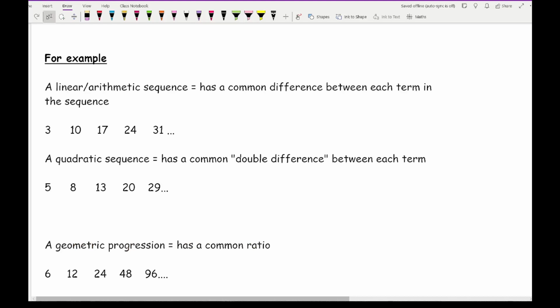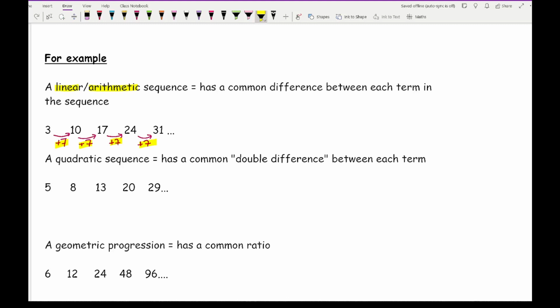So now let's emphasize that point. Here we've got a linear or arithmetic sequence, and the definition of a linear or arithmetic sequence is where it has a common difference between each term in the sequence. In this particular sequence we can see that the difference between 3 and 10 is 7, and between each term all I'm doing is adding 7. When you've got this common difference, regardless of whether it's adding or subtracting, it's what we call a linear sequence or an arithmetic sequence.